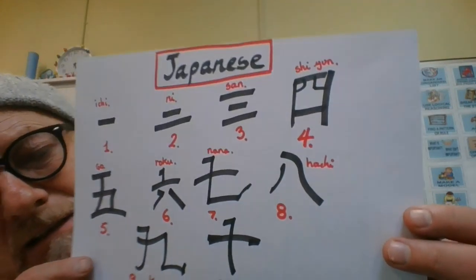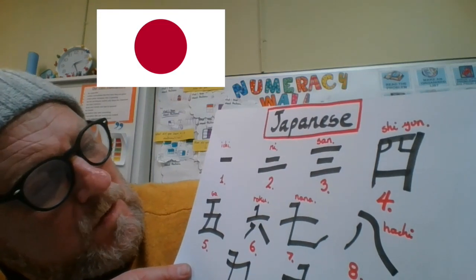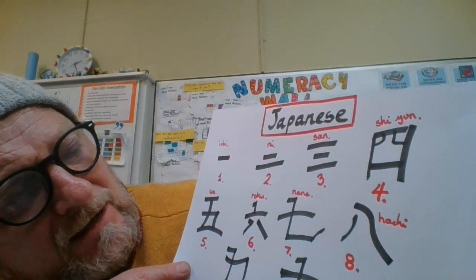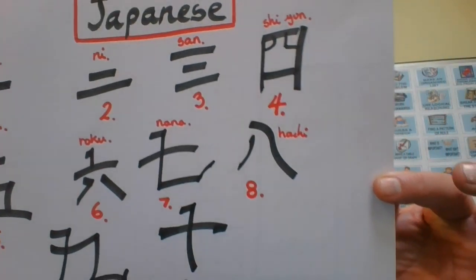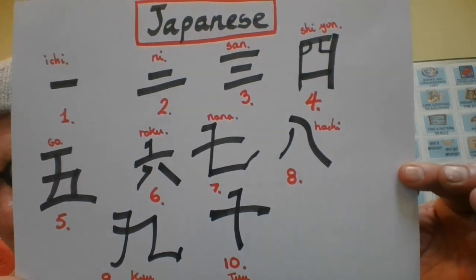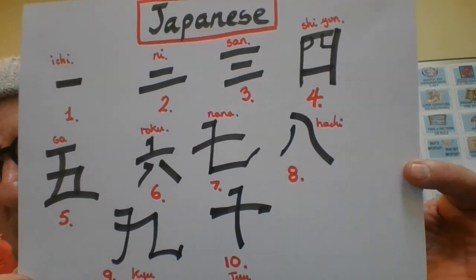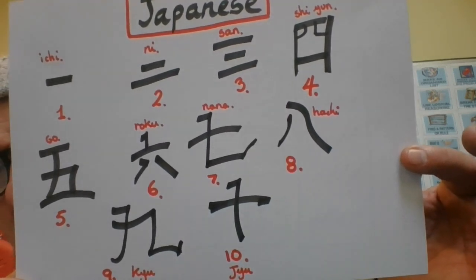We have the Japanese number system. Here we have it: Ichi, Ni, San, Shi-yun, Go, Roku, Nana, Hachi, Kyu, and Jyu. And there are the characters that represent those different numbers. Beautiful looking numbers. I think they used to paint them as well with ink brushes, which makes it all the more exciting to write the numbers. And that was the Japanese number system.